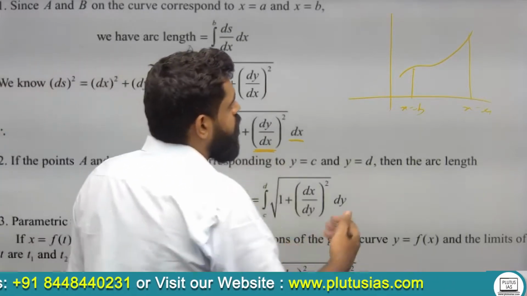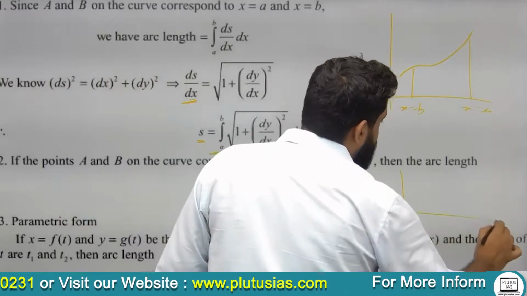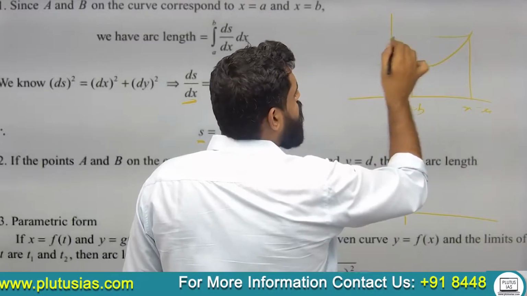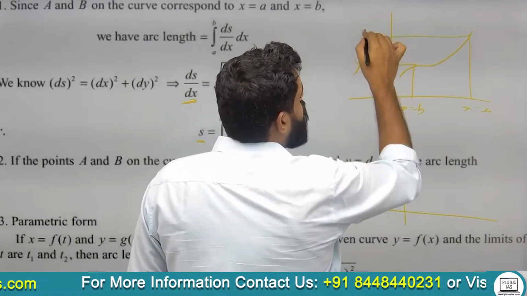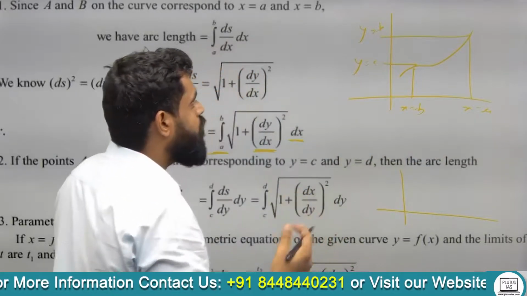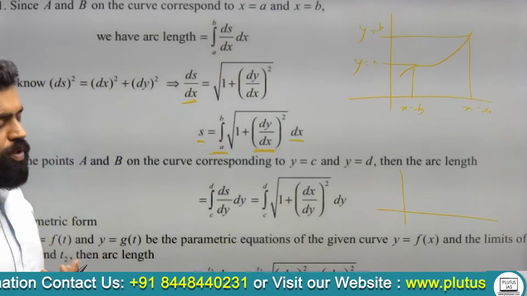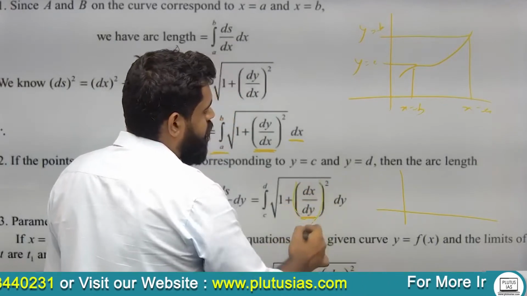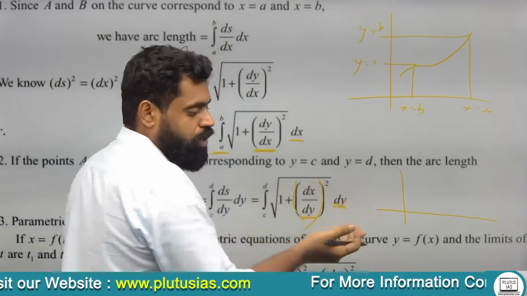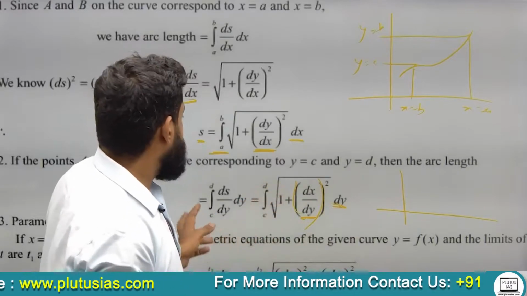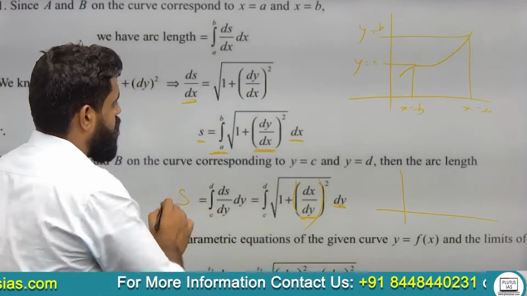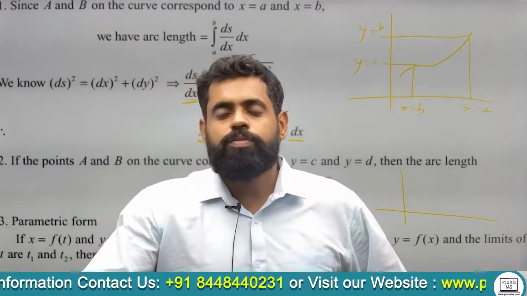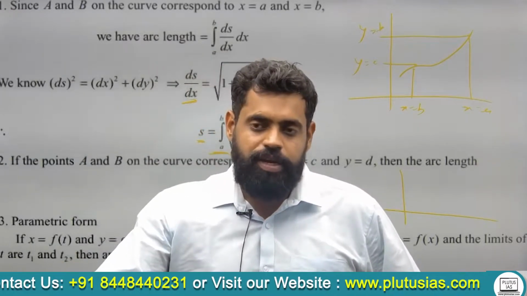And when the coordinates on the y-axis are given, suppose you have to calculate the same length, but y equal to c or y equal to d is given, then the length of the arc would be the integral from c to d of under root 1 plus (dx by dy) whole square into dy, that would be s. So simple, these two formulas are very easy to remember.